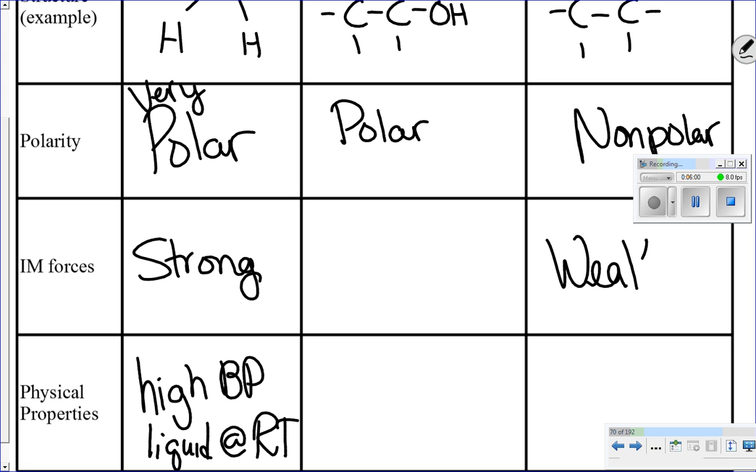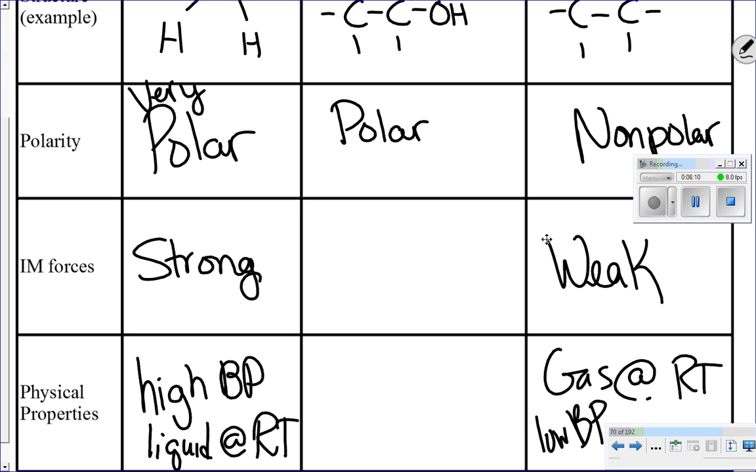A typical hydrocarbon, such as ethane, which I've drawn up here, is going to have very, very weak intermolecular forces. This is a gas at room temp, and it has a pretty low boiling point. It's very easy to vaporize. It's obviously already vapor at room temperature, so its intermolecular forces give it a very low boiling point. Alcohol falls in the middle.